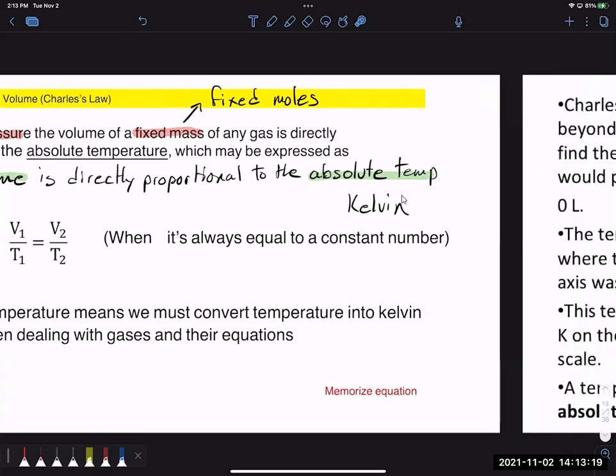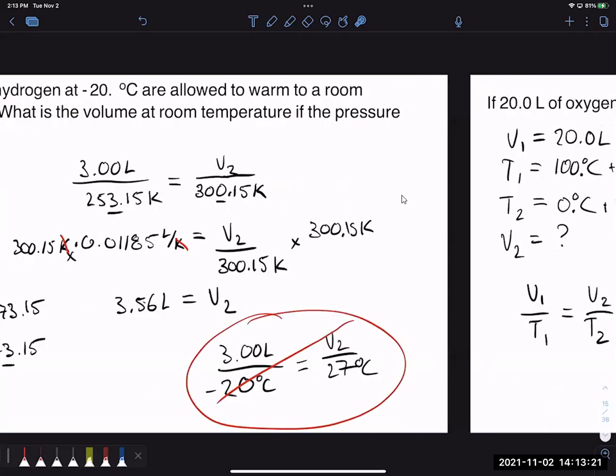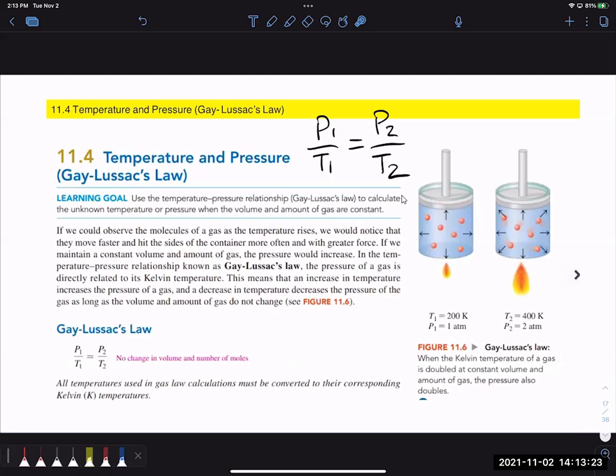There's the practical equations for it. For Gay-Lussac's law, now we've got that fixed container. We're heating it up. We have more collisions, more frequent, and more energy in those collisions. So we're keeping it the same size, the pressure increases.